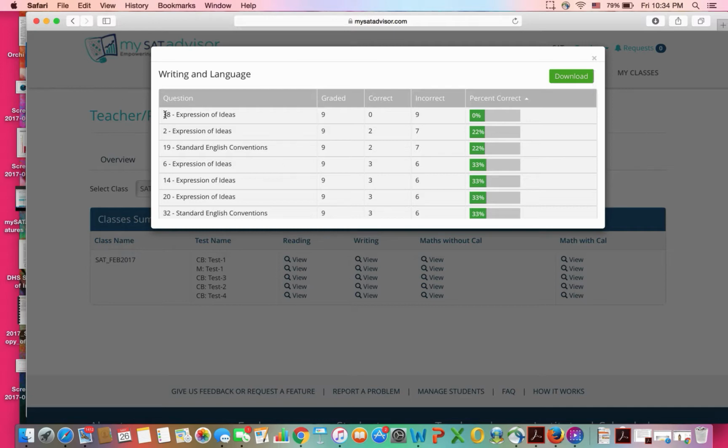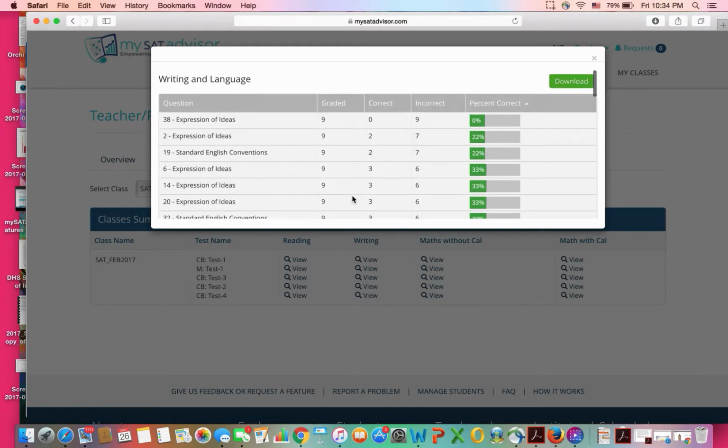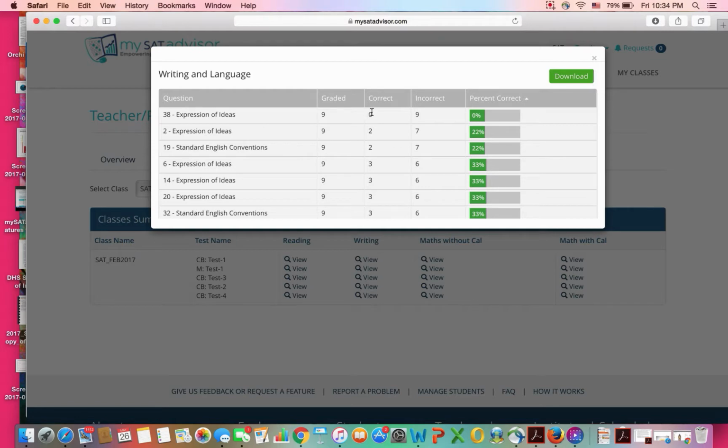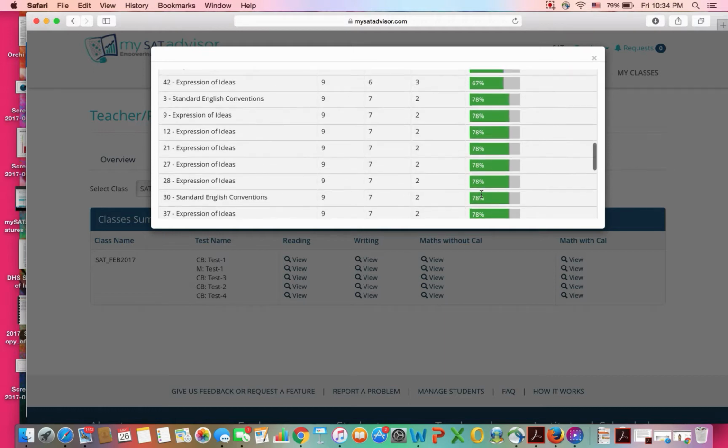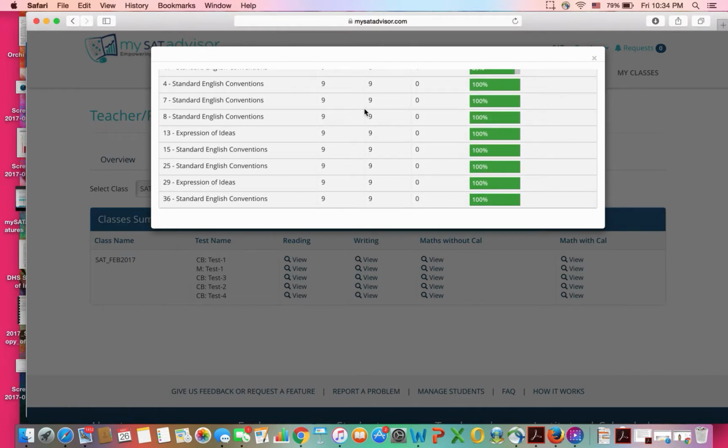It gives the question number and the topic that it covers. It tells me how many students have answered that question. So just another way of basically saying how many students have taken that test. And then what it'll do is it'll say how many students got those correct. And you can organize it. Here it's organized from hardest questions, or I guess worst performing questions, to all the way at the bottom, you have many questions where everyone in the class got the answer correct.